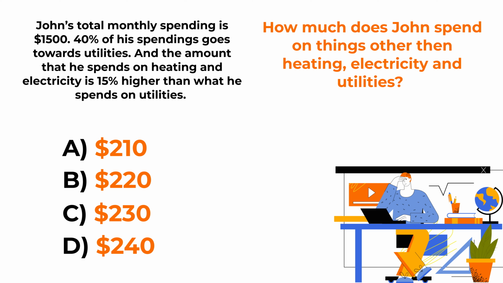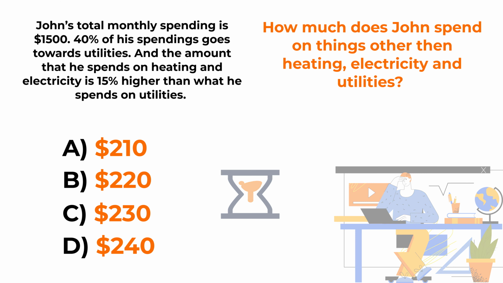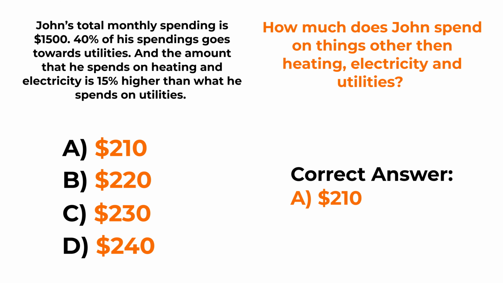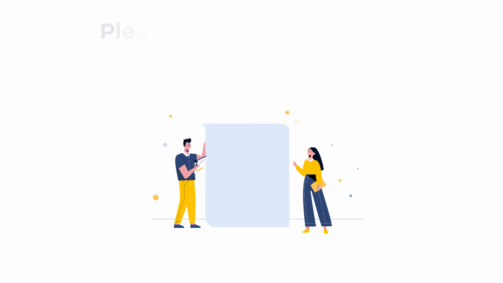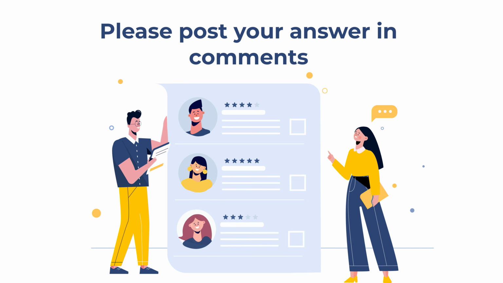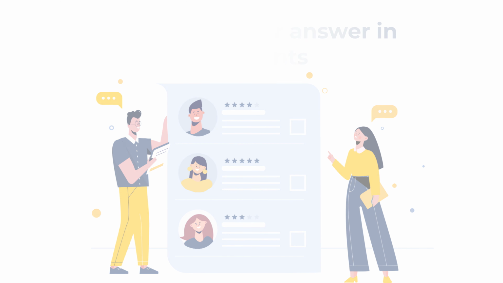Do you see the answer? Give yourself a little bit of time to see if you can calculate the solution. The correct answer here is choice A, $210. Do you know how to get to this answer? If you figured it out, please make sure to post your answer in the comment section of this video. Thanks for participating and good luck.